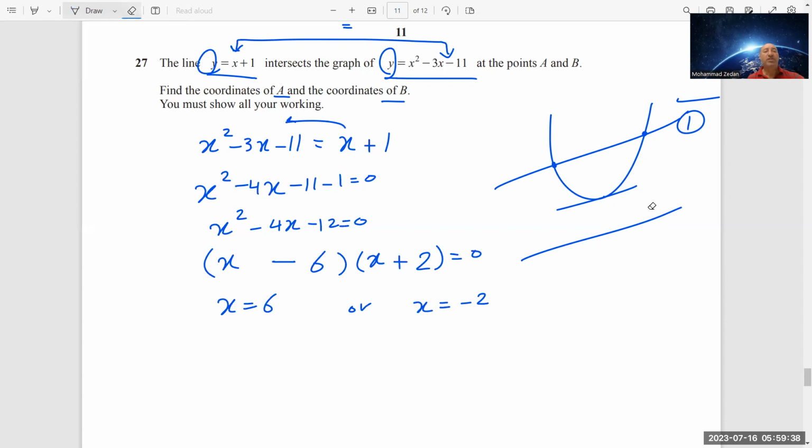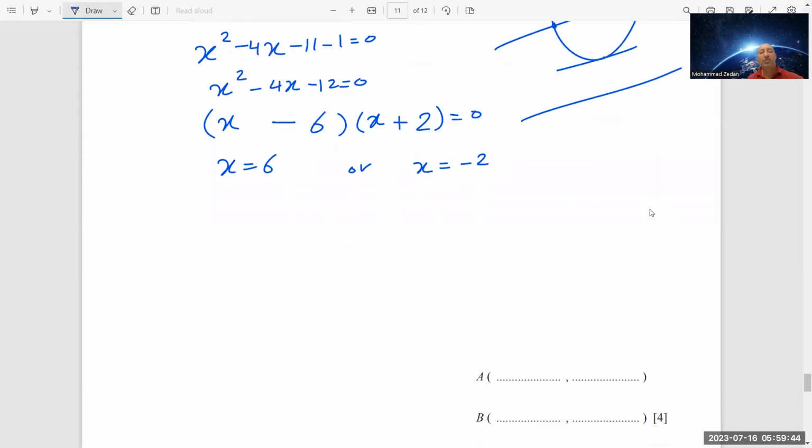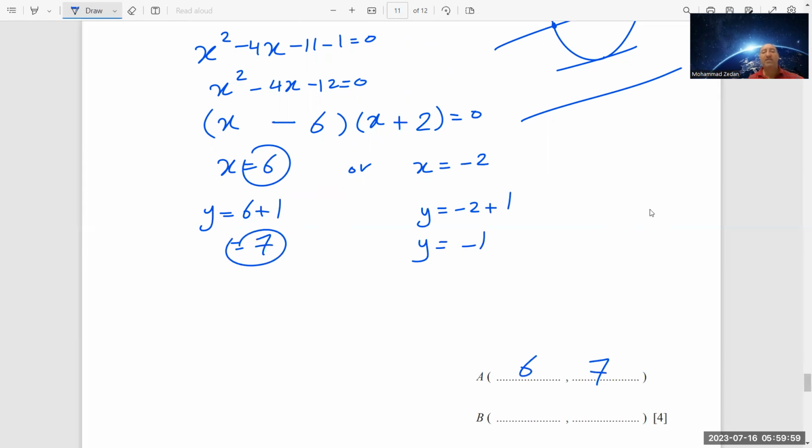Go to the easiest equation here and substitute the values of x to get y. So y is x plus 1. It means 7 for the first one, and the y here is negative 2 plus 1, which is negative 1. So I have ordered pairs: the point A may be 6 and 7, and the other point may be negative 2 and negative 1.